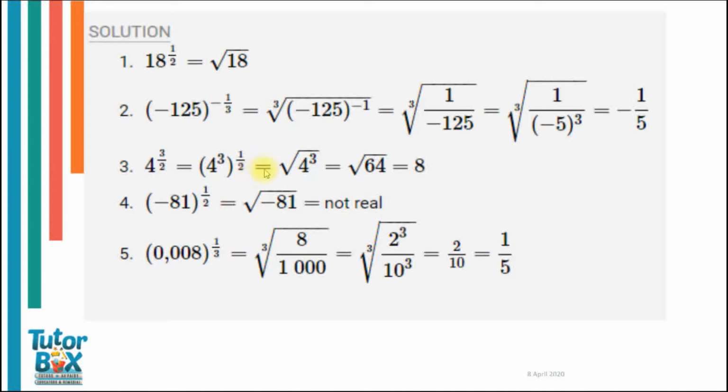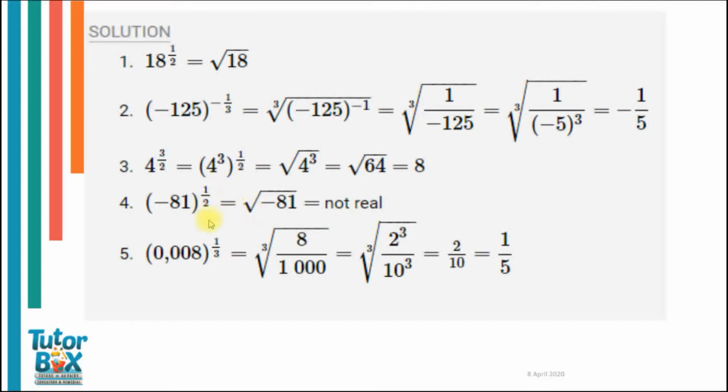Okay, now it's easy. You just take this part here, which is the a, there's my a there, and because n is 2, which is just a square root, I can just put a square root. And then 4 cubed is 64, and I get my answer to be 8. And then number 4, we have minus 81, and we want that in the form of a radical, minus 81 raised to the power of half.